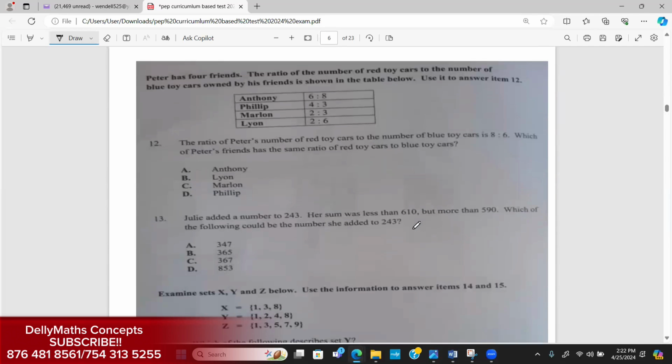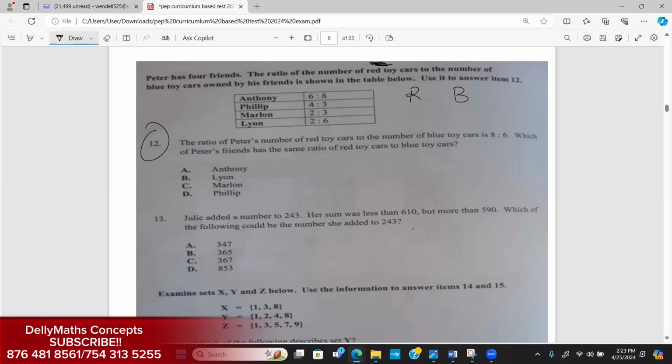Let's go to question 12. Peter has 4 friends. The ratio of the number of red toy cars to the number of blue toy cars owned by his friends is shown in the table below. Use it to answer item 12. So again, context: the ratio of the red to the number of blue. We are dealing with red to blue.